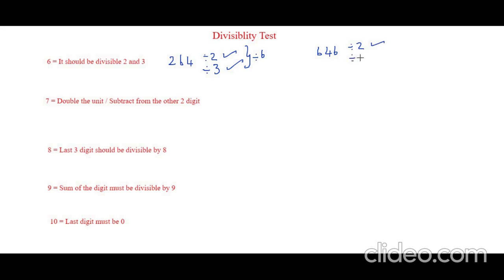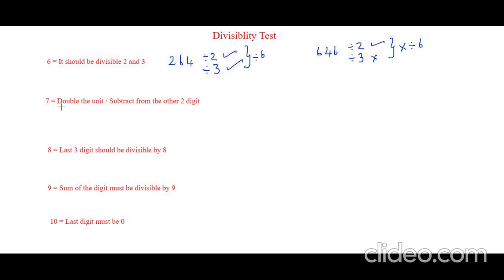Let's take the divisibility test of 3, the sum of the digits. The sum of the digits here is 6 plus 4 plus 6, which is 16. Is 16 divisible by 3? No, so it is not divisible by 3. Since 646 is divisible by 2 but not by 3, 646 is not divisible by 6. It has to be divisible by 2 and by 3. So this is the divisibility test of 6.